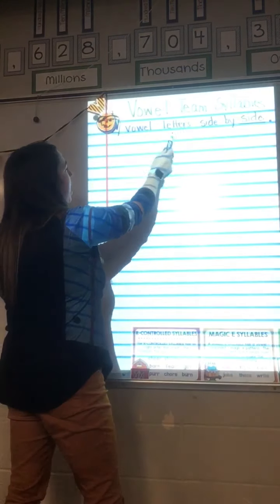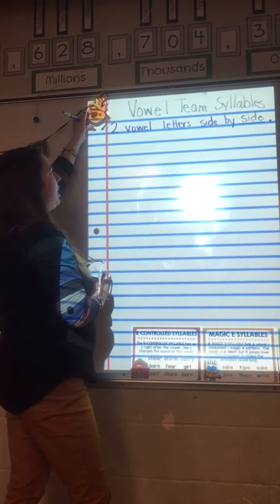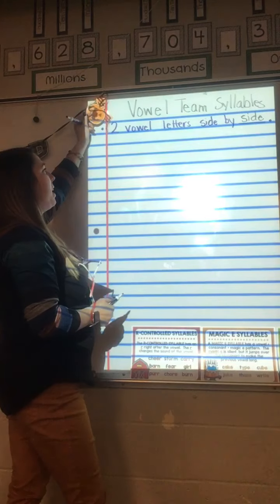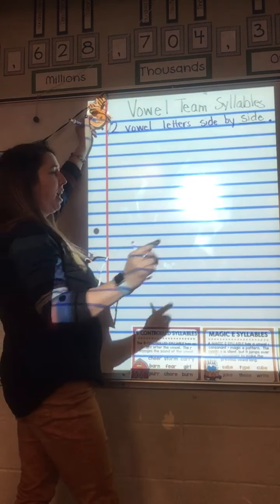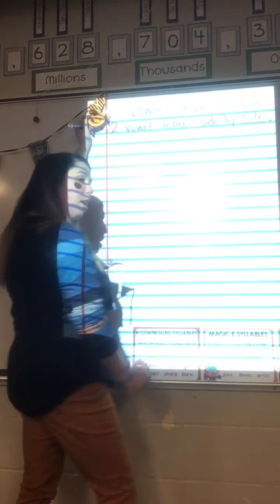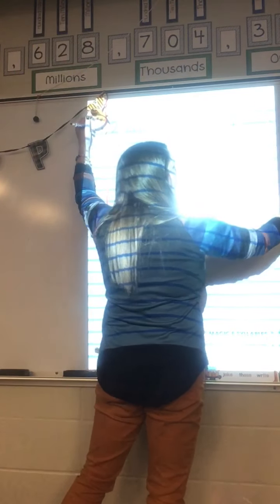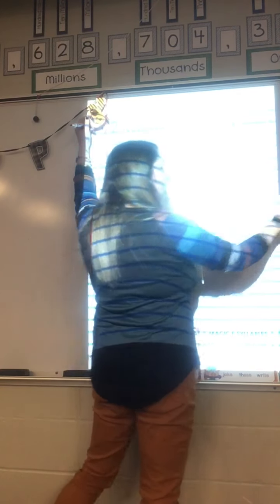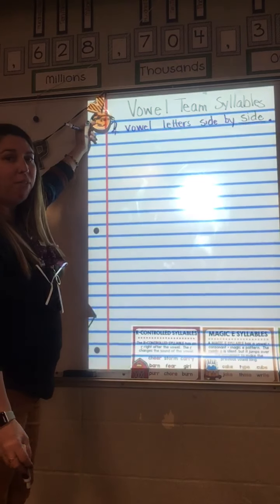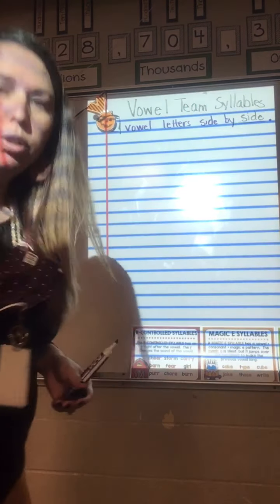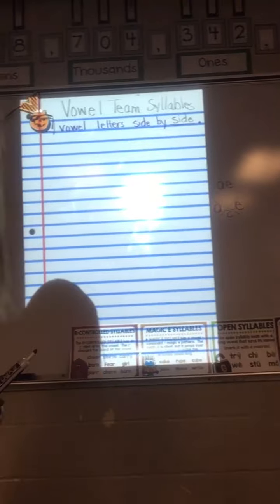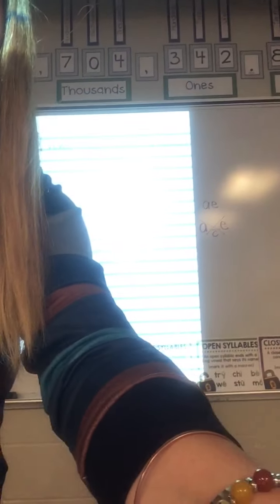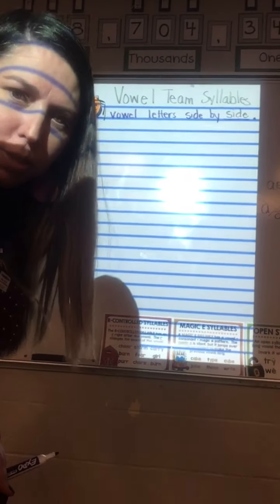So two vowel letters side by side. That's the first way to identify it. Would this be a vowel team? We're going to say no because that's the helper E. But if I had an A and an E next to each other, side by side, that would be an example of a vowel team. Oops, I just realized you probably can't see what I just wrote. I apologize. Sorry, difficulties with the camera today.